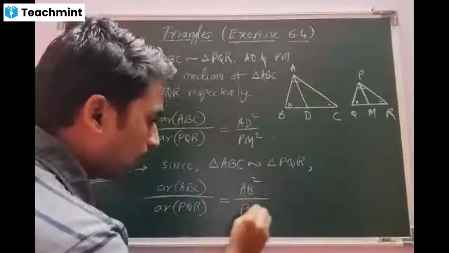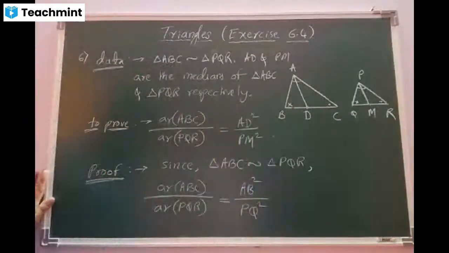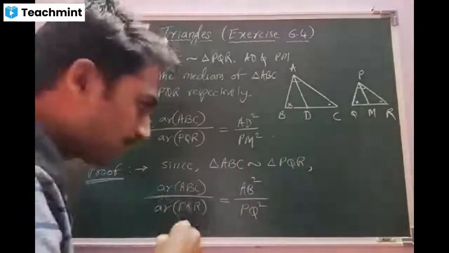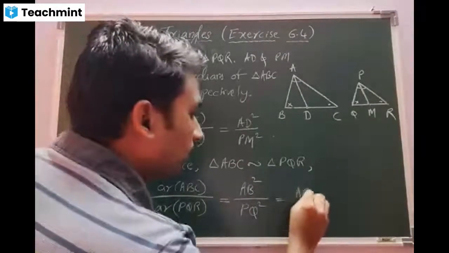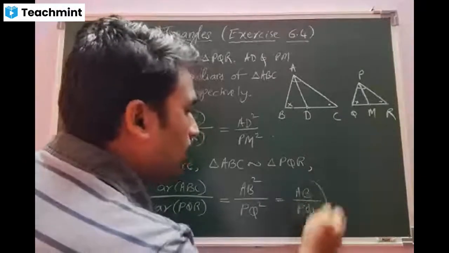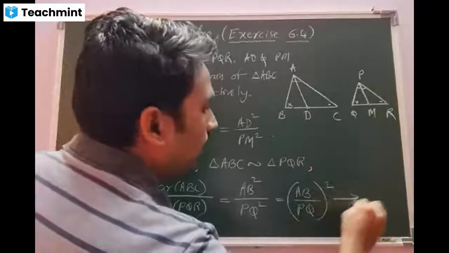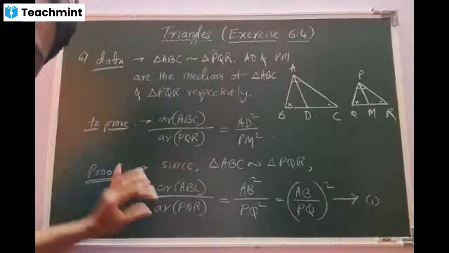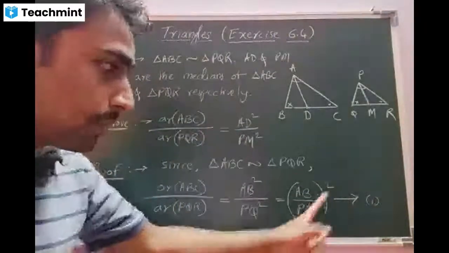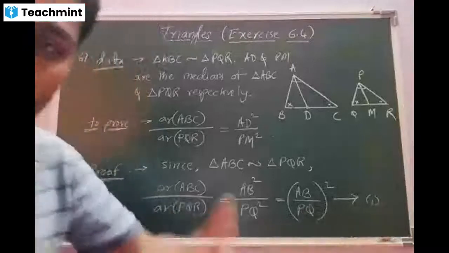AB square by PQ square. Is that clear? It can be written as AB by PQ the whole square. Call it equation number 1. So what is the first equation? Area ABC by area PQR is equal to AB by PQ the whole square. Call it equation 1.